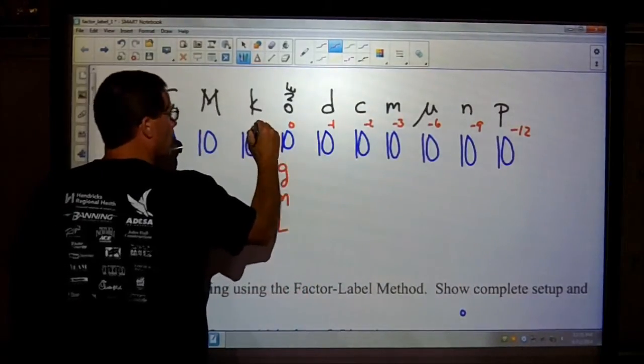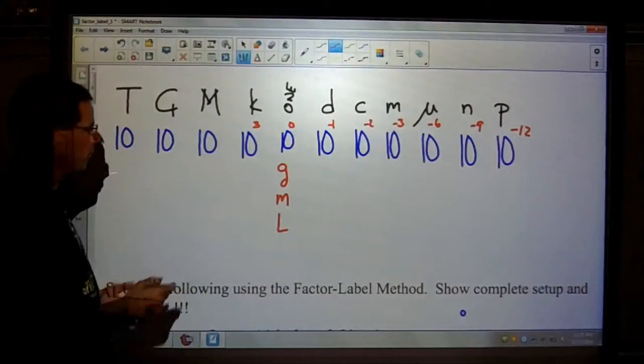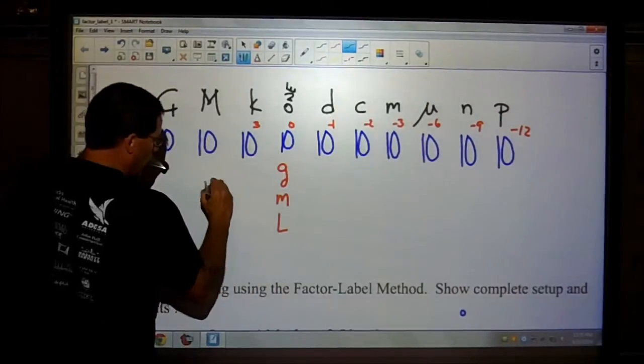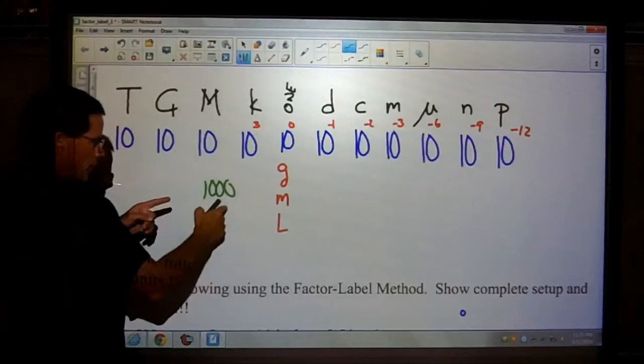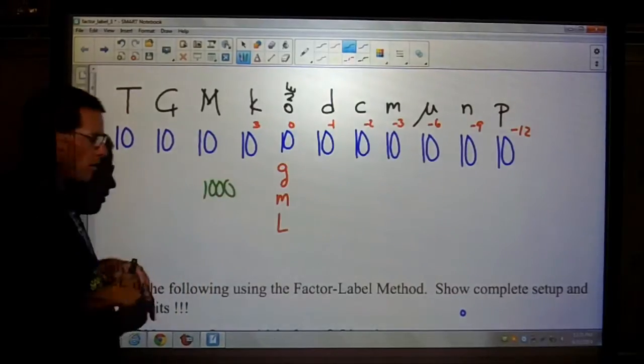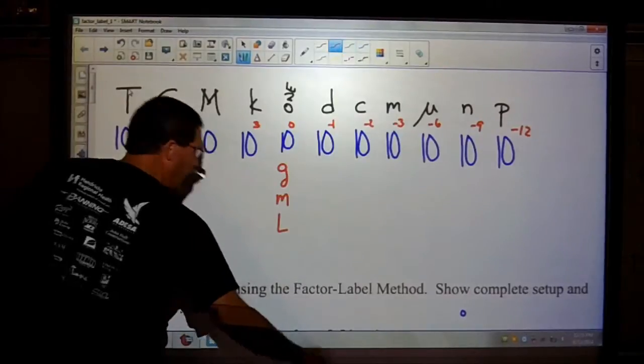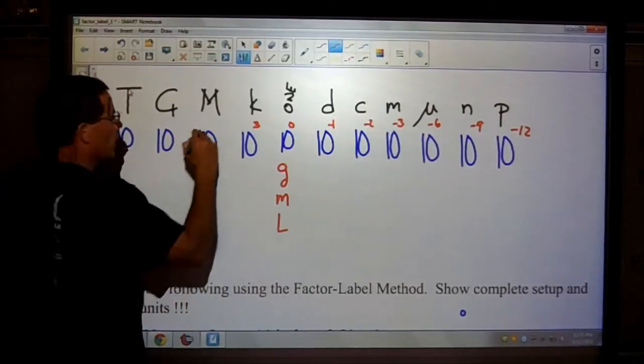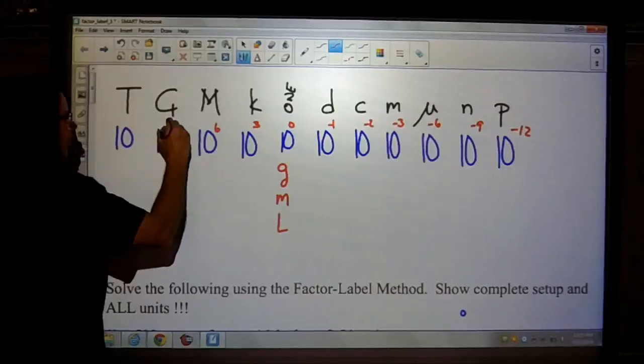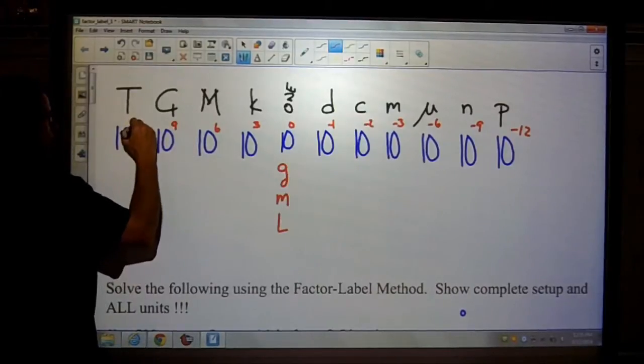I go to kilo, which represents 1,000. So there's 3 decimal places in the positive direction. So that's what that represents. And then if I look at mega, then it's 6, giga, 9, tera, 12.